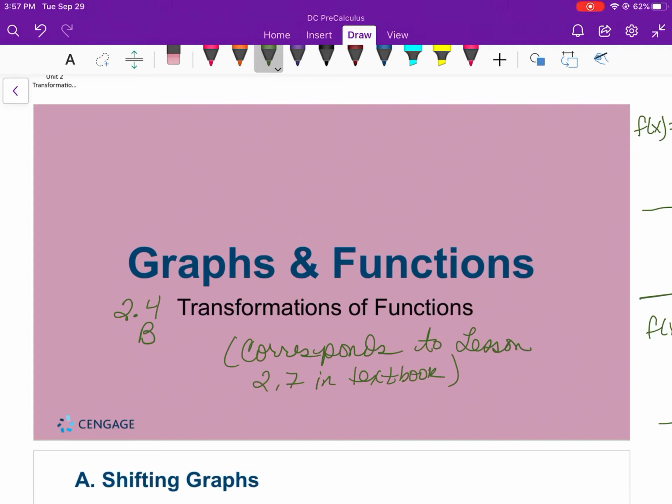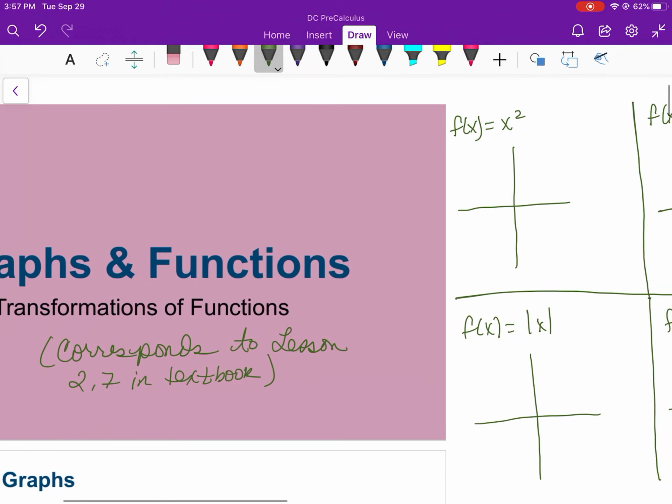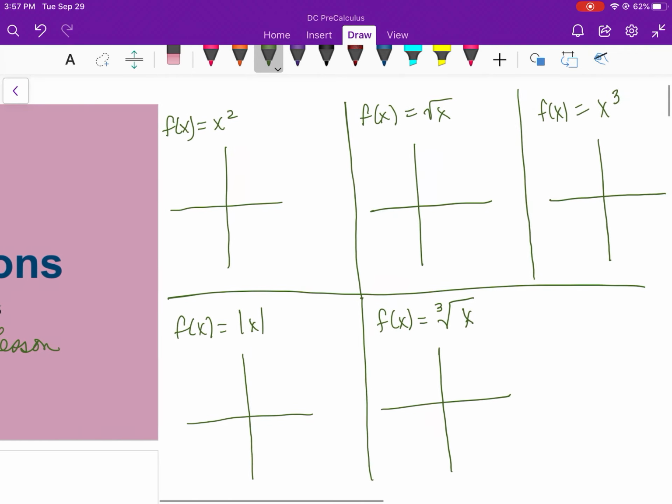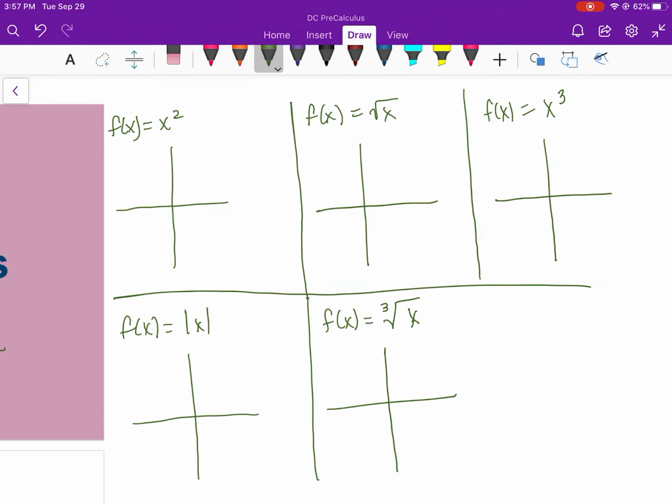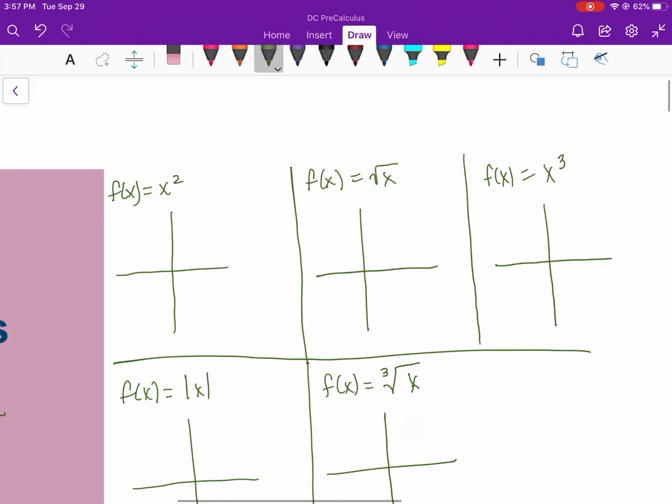Pre-calculus. These are the notes you will need for lesson 2.4b. This corresponds to lesson 2.7 in your textbook. Before we get started, I'm going to have you fill out just your basic parent functions that we'll need in this lesson.